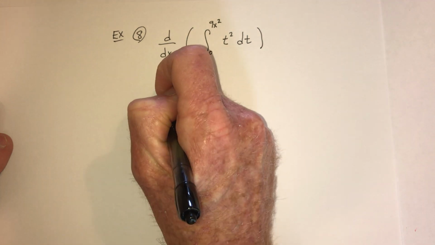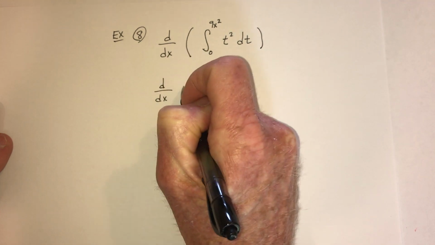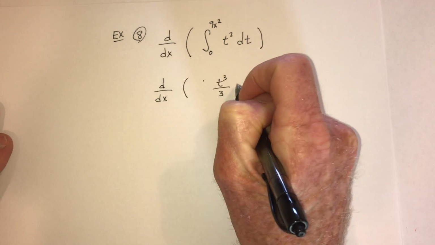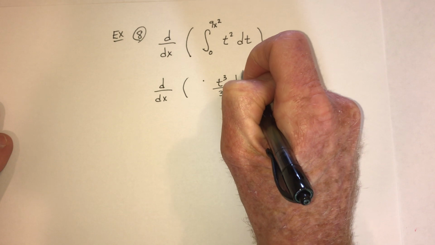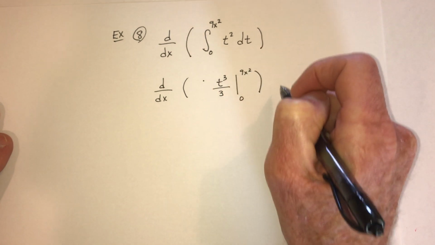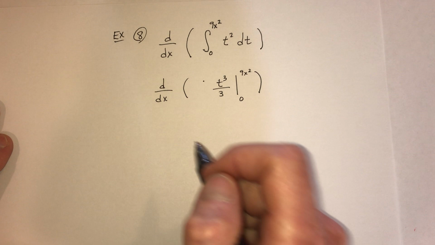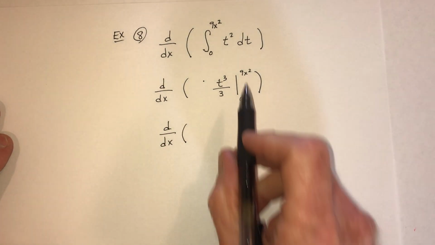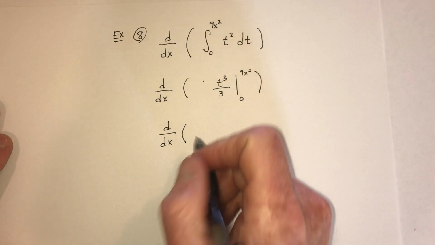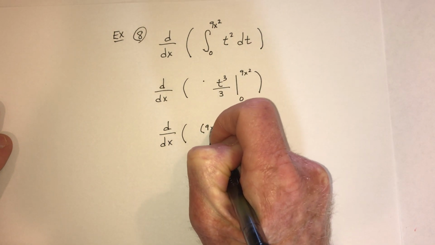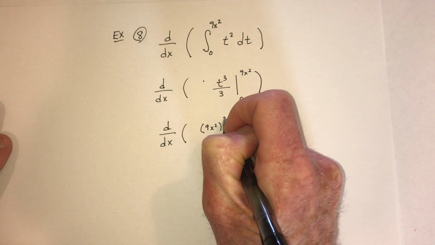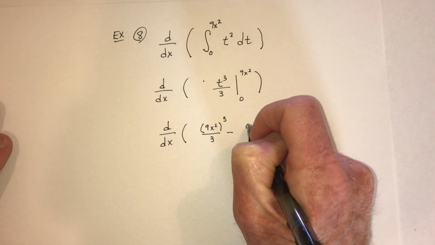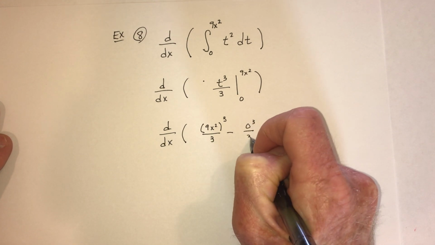So first I'll do the antiderivative. So it's going to again be t cubed over 3. Evaluate that from 0 to 9x squared. So this derivative part, that's going to be the last step. Now substitute 9x squared in for t. So 9x squared gets cubed, and it's over 3, minus 0 gets cubed over 3.